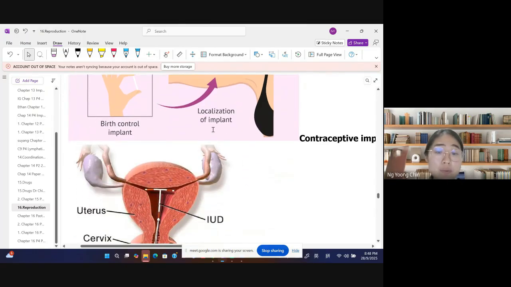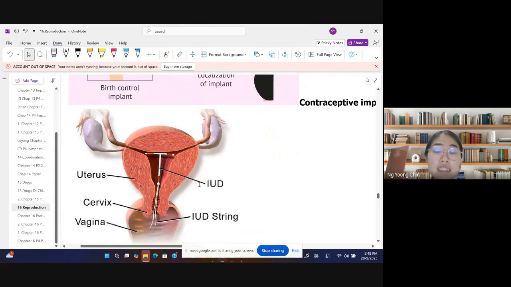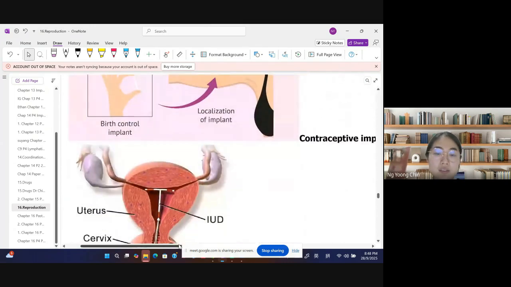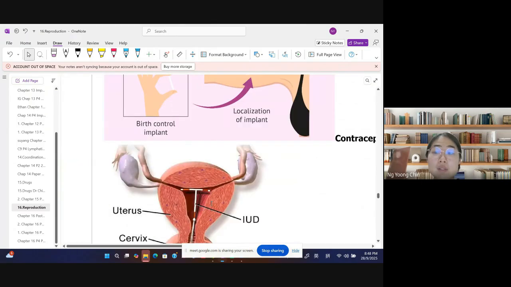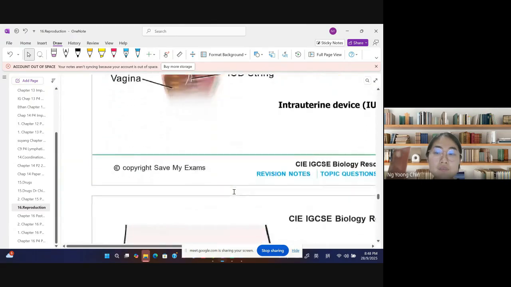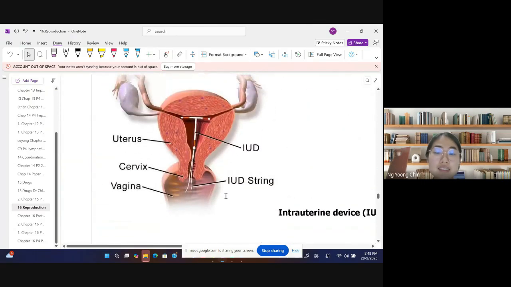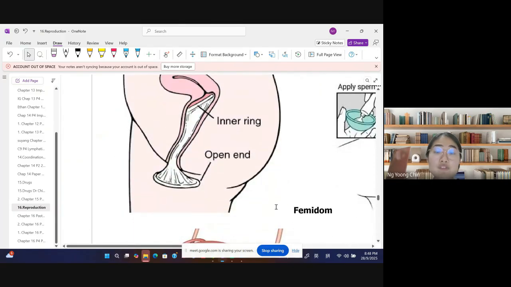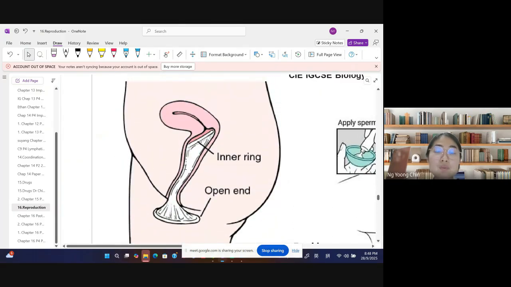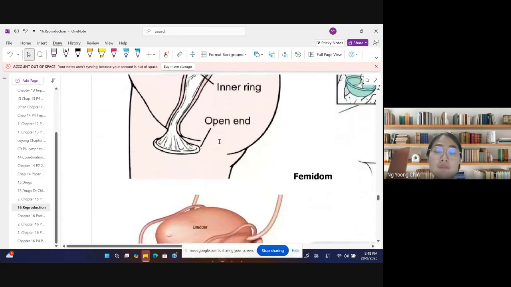So this is the implantation. This is known as the IUD, intrauterine device. It will release a hormone. So this is known as the contraceptive implant, the intrauterine device. This one is called the femidom. They just want to prevent the sperm from making contact with the ovum, which is the egg cell.